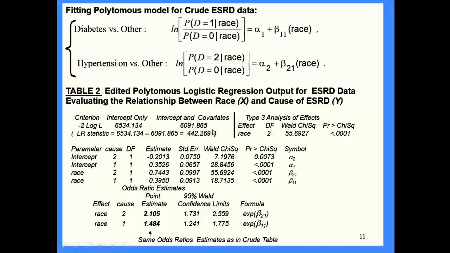You see the 6091.865? That's minus 2 log L for this crude model that considers the 2 race variables in the model. You see it says 6534.134 for intercept only? Well, that's the reduced model if you drop these 2 terms. So to get the likelihood ratio test, you subtract one from the other, you get 442.269, 2 degrees of freedom, highly significant. So it says you got a highly significant effect of race. That's how you do that test.